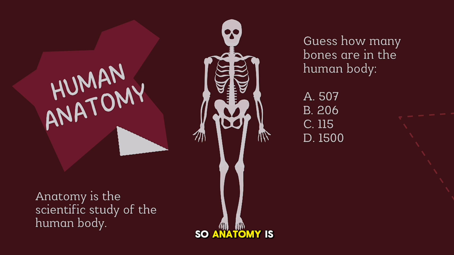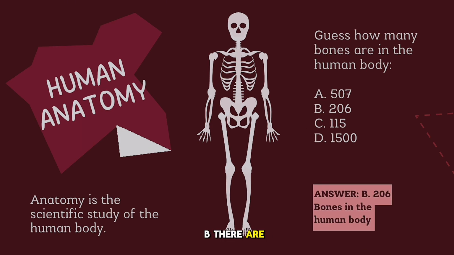So, anatomy is the scientific study of the human body. To get an understanding of what you know about anatomy, I would like for you to guess how many bones there are in the human body. So we have A, 507, B, 206, C, 115, and D, 1,500. The answer is B. There are 206 bones in the human body.